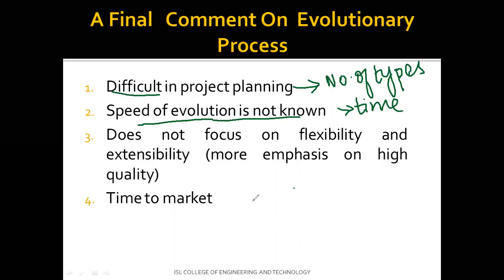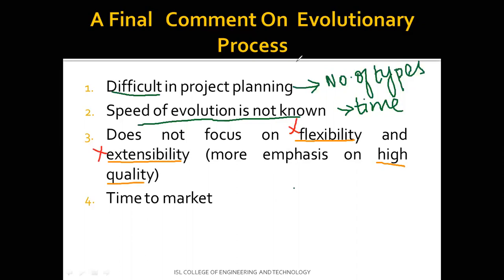Now in here, while you're developing prototypes in a small amount of time, so that you get a clear picture of the requirements from the end user, you are neglecting the flexibility of the software on various platforms, whether it is able to perform well or not, and the extensibility, whether you can add more updates to the software or not. That is not known when you're using the evolutionary process model. You're giving more emphasis upon the high quality only, whereas flexibility and extensibility are getting neglected.